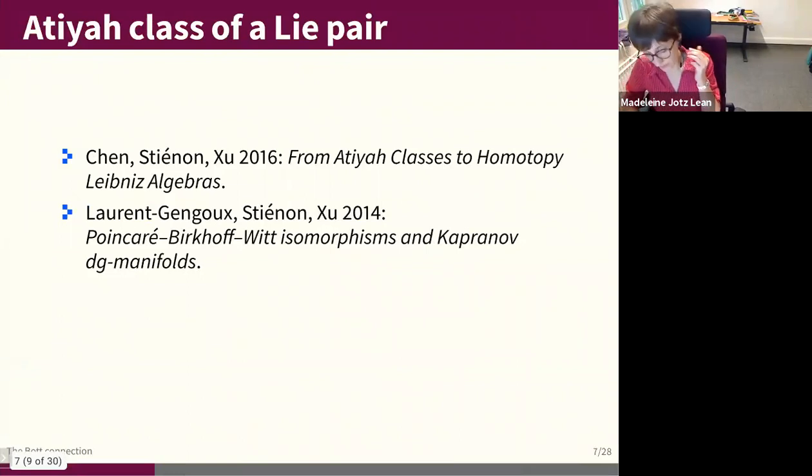This Atiyah class of a leap pair was defined by Shen, Tieno, and Shu, and the paper was published in 2016. And there's a very nice paper from 2014, which is on the archive, which explains this Atiyah class of a leap pair as an obstruction to a Kaplan of DG manifold that is associated to the leap pair to be linearizable. So if you have questions about that, I can tell you later. But yeah, it's a very nice paper. I learned a lot while reading it.